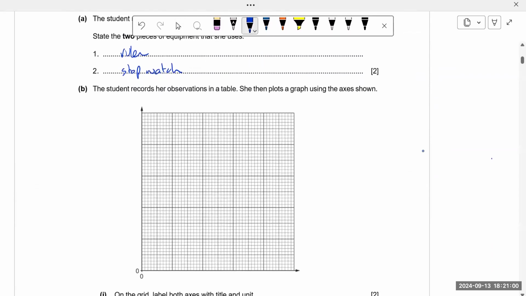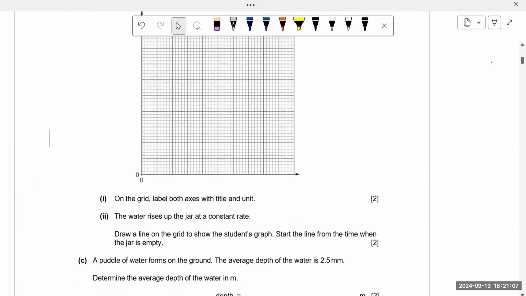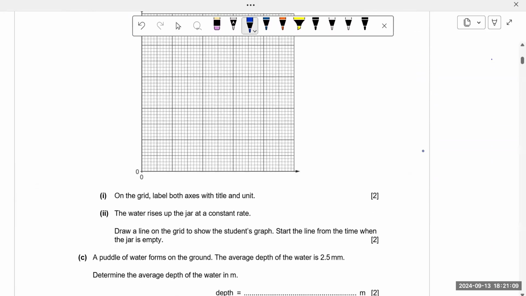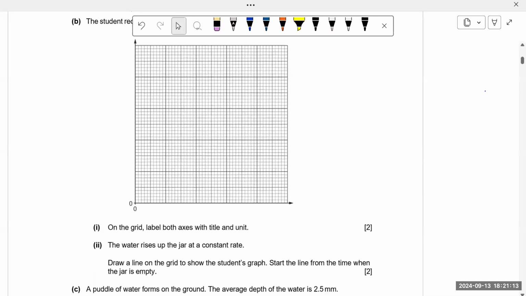Now the student records her observations in a table. She then plots a graph using the axes shown. On the grid, label both axes with the title and unit. Okay, we've mentioned before that the time is always on the x-axis.